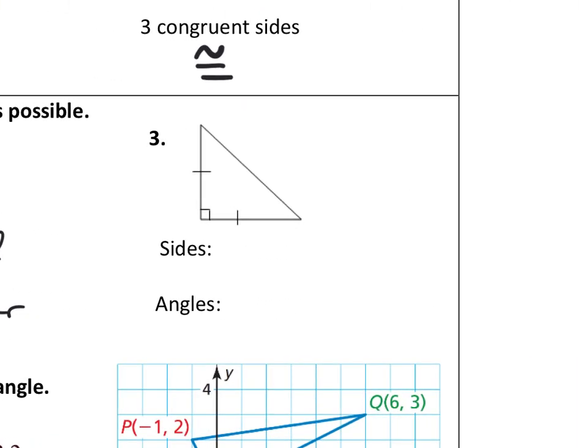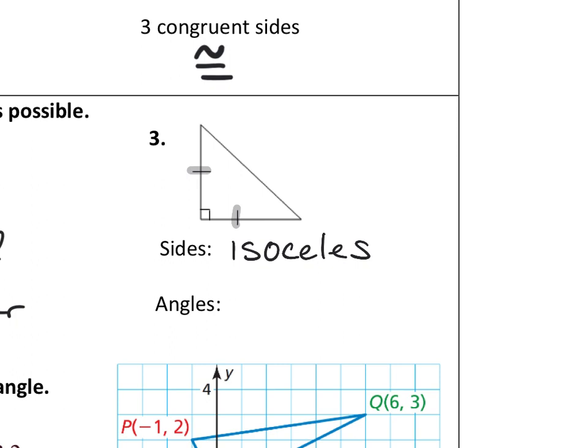Number 3, if we were doing it by sides, how would we classify this triangle? Did somebody say ice cream cone? Yeah, sort of like an ice cream cone, but that word is isosceles, because 2 of the side lengths are the same.